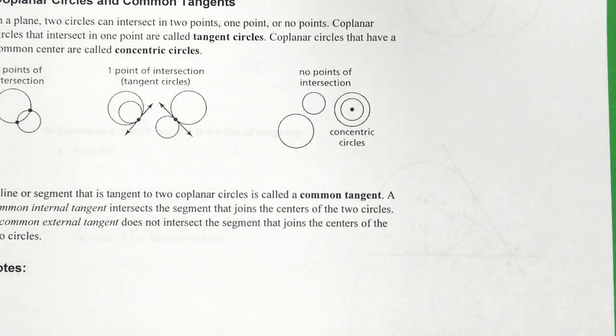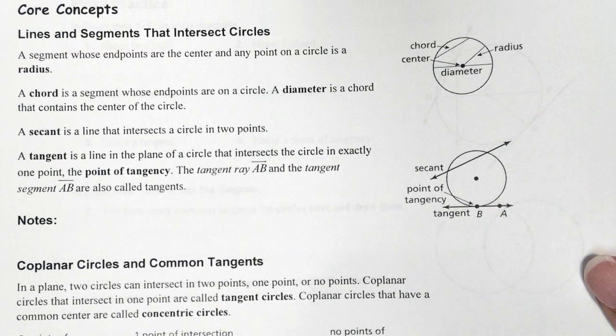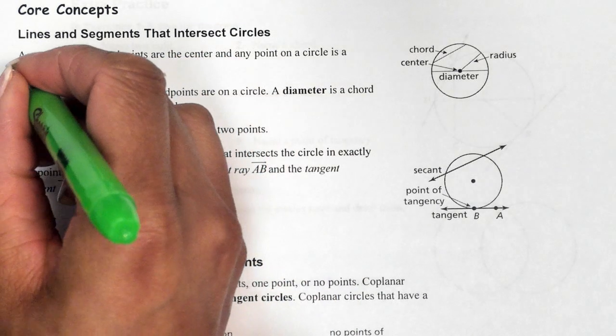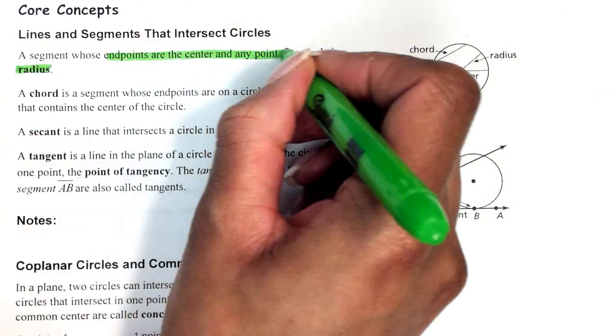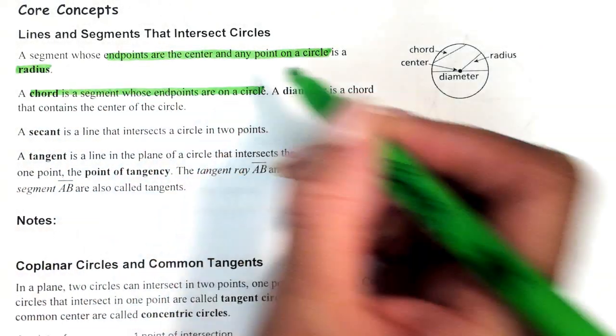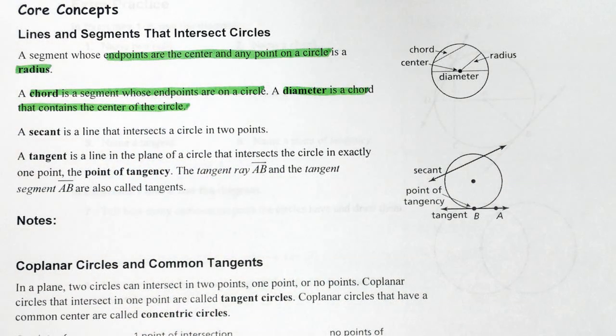So we have a segment whose endpoints are the center and any point on the circle is a radius. This is pretty much another page of definitions, most of which we've already written down. If you have a highlighter, please feel free to highlight your definitions, whatever seems best. So radius: endpoints are the center and any point on it. And you have a chord, a segment whose endpoints are on the circle. A diameter is a chord that contains the center. A lot of these we've written down, but it doesn't hurt to understand your vocabulary.